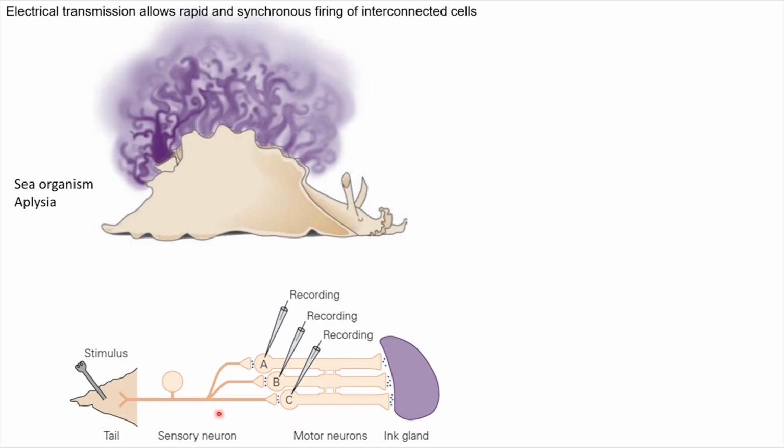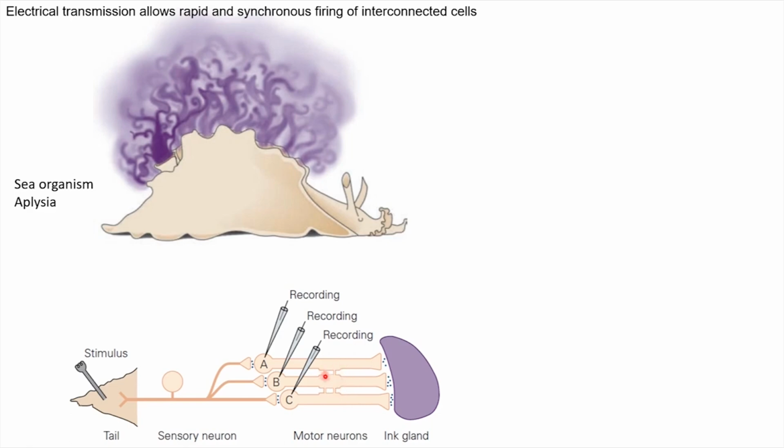You have a sensory neuron that is connected to the tail. So if there is any stimulus that comes at the tail, then this sensory neuron is activated, and this sensory neuron is directly connected to these motor neurons that control the ink gland. And these motor neurons are connected to each other by electrical synapses. So if any of the motor neurons gets activated, that activity would also be passed on to the other connected neurons, and all three neurons will be activated at the same time.